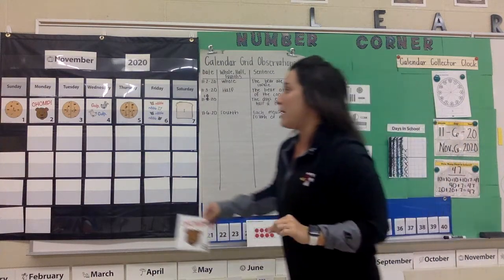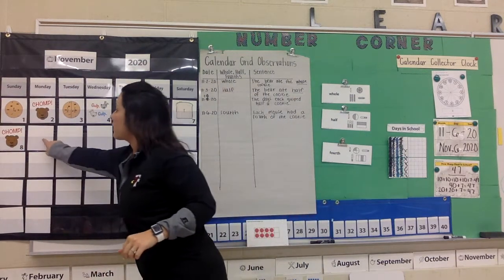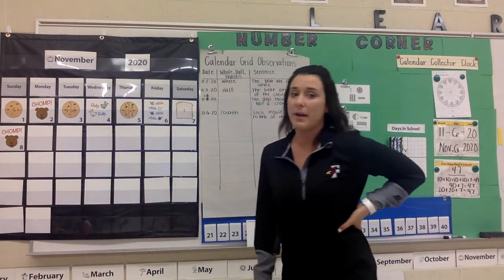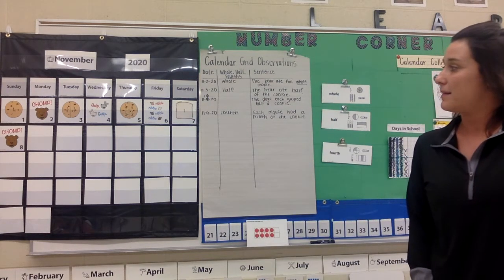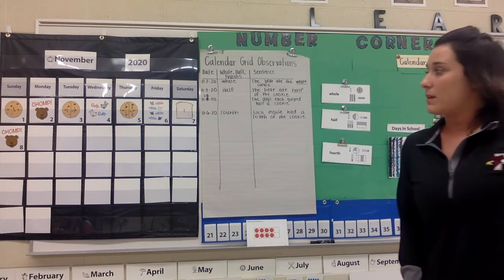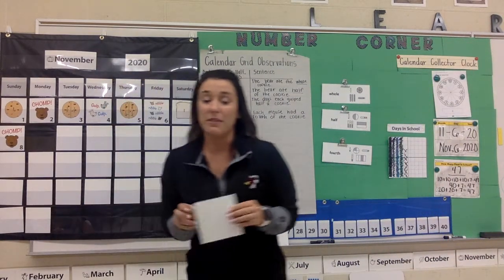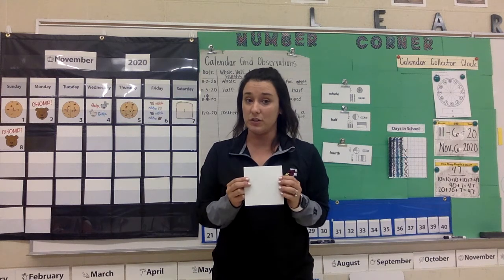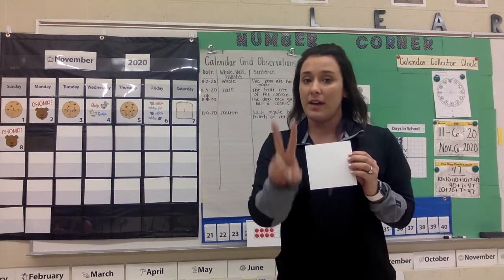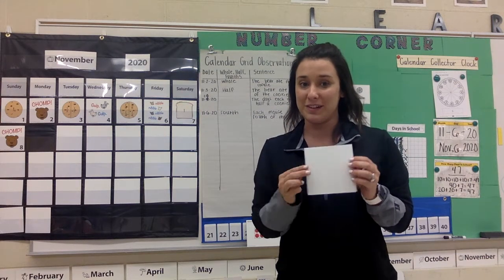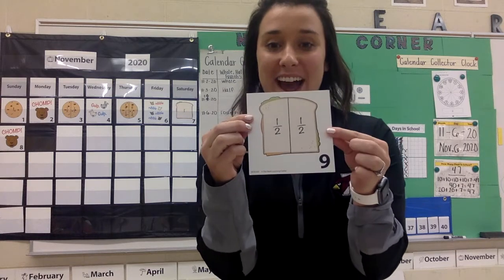Now I want you to think about today. It is Monday. So what is underneath the square? Look at our pattern. I'll give you just a couple seconds to think about it. What do you think is under there? I bet some of you said you think it's going to be a sandwich. You're correct. Do you think it's going to be a whole sandwich, half, or a fourth? Which one? Good, it is a half.